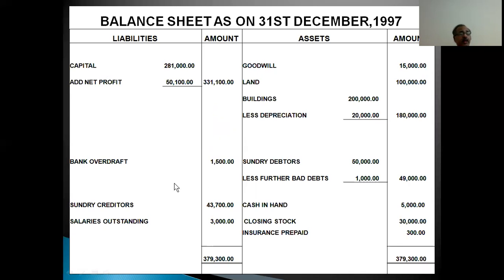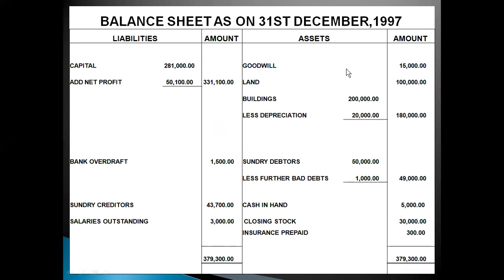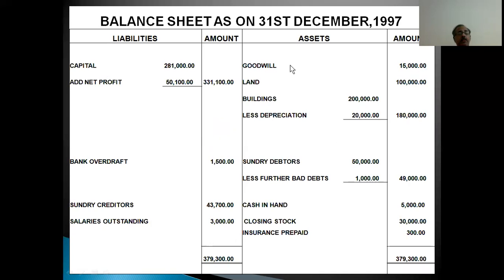Bank overdraft 1,500. Sundry creditors 43,700. Salaries outstanding rupees 3,000. That's all on the liability side. Now the asset side. The first item, goodwill rupees 15,000. Land rupees 1,00,000. The next item is building. There is a depreciation adjustment, so we have to record the inner column: buildings rupees 2,00,000, less depreciation 20,000, outer column 1,80,000. Sundry debtors 50,000, less further bad debt 1,000, so outer column 49,000. Cash in hand rupees 5,000, closing stock rupees 30,000, and prepaid insurance rupees 300.